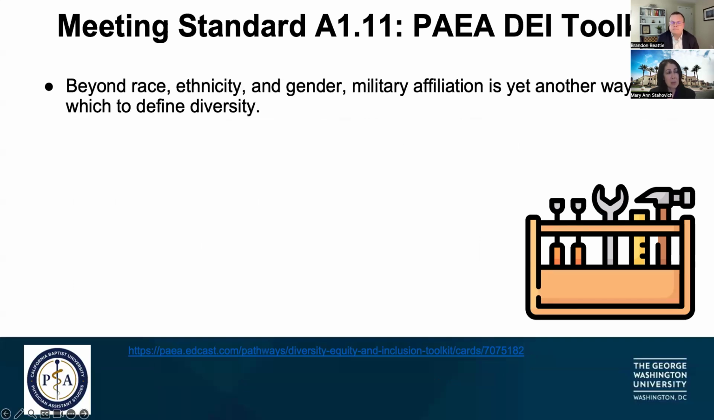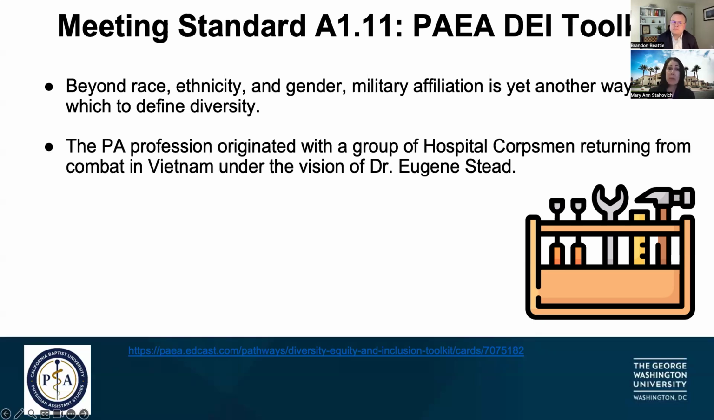In addition, anytime veterans are included in your curriculum, you are also helping to meet standard A1.11. And this actually was noted specifically in the PAEA DEI toolkit, where they note that beyond race, ethnicity, and gender, military affiliation is yet another way in which to define diversity. So sometimes this is under-recognized, and the fact that the PAEA has placed this front and center in its DEI toolkit is a reminder about the importance of including veterans.